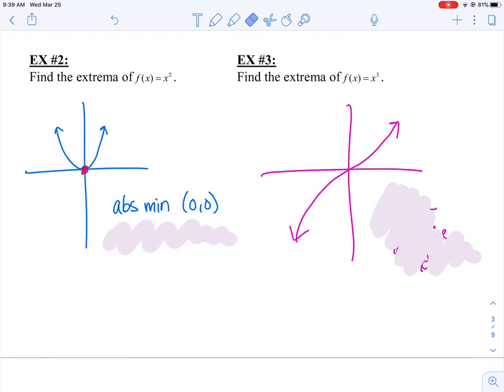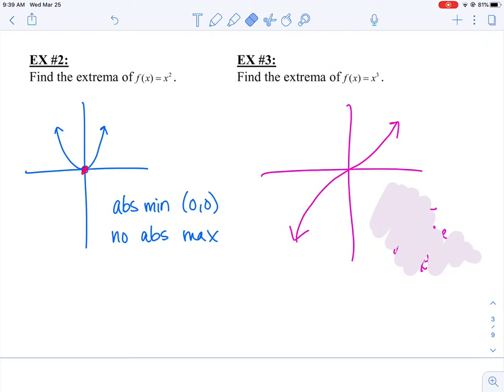What is the absolute maximum value? Well, because my parabola continues to go up, up, up in both directions, we don't really have a maximum value because it continues to increase. So we would say that there is no absolute maximum or relative maximum on this one because it continues to go up. Okay? Example number 3 gives us an x cubed graph.